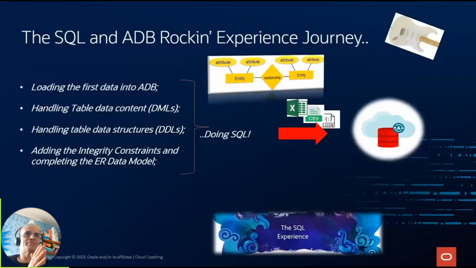We call this the SQL and Autonomous Database Rocking Experience journey, just because it is a journey, a flow we do. We start with finding and collecting the music topic data content into source files, like we said before, JSON, CSV, Excel files, and so on. For now, we assume manual data collection.